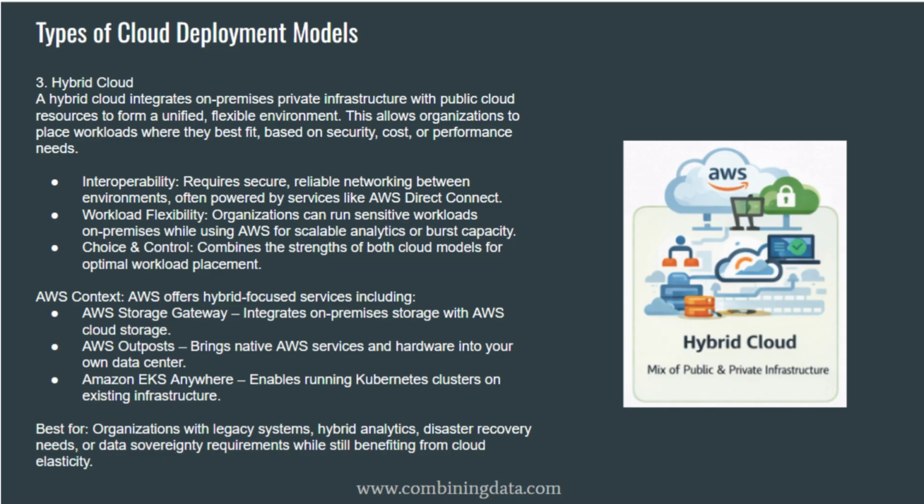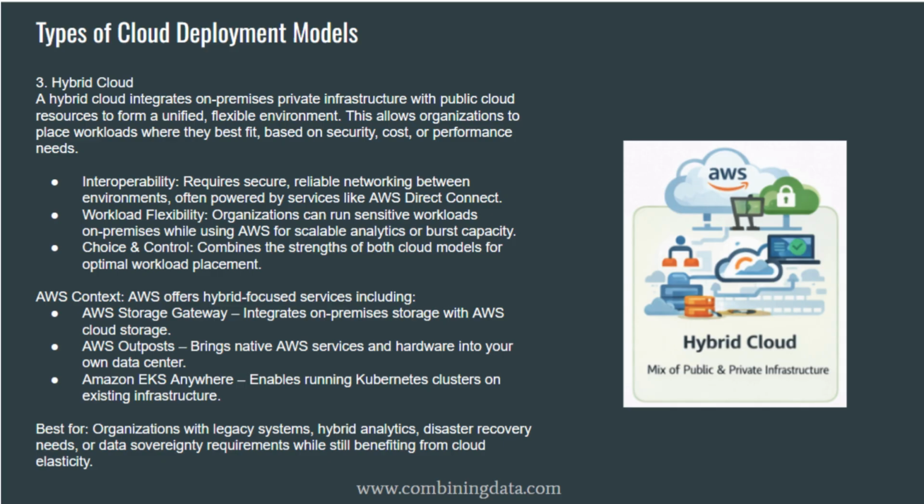To make hybrid cloud work, organizations need secure and reliable connectivity between on-premises systems and AWS. This is commonly done using services like AWS Site-to-Site VPN or AWS Direct Connect, which provide encrypted and consistent network connections. One major benefit of the hybrid model is workload flexibility.